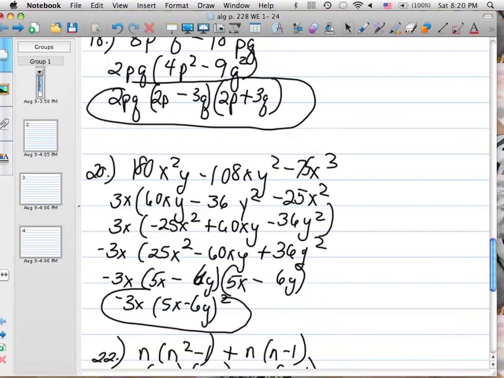I want to keep the quadratic term positive, so I'm going to pull out a negative 1 from everything. That makes that negative 3x. Now I have positive 25x squared minus 60xy plus 36y squared.